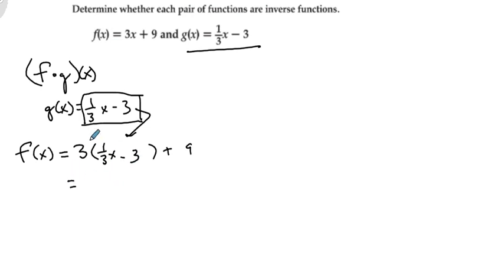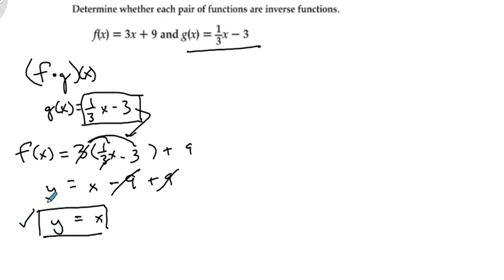Now we have to multiply this by both of these things. So 3 times 1/3, your fractions cancel, so you get x, and then 3 times -3 is -9, and then plus 9. We're going to change this f of x into y. Then we have -9 and +9, which cancel each other out. So we wind up with y equals x. So we're halfway there. We've got the first one, so we are going to keep going.